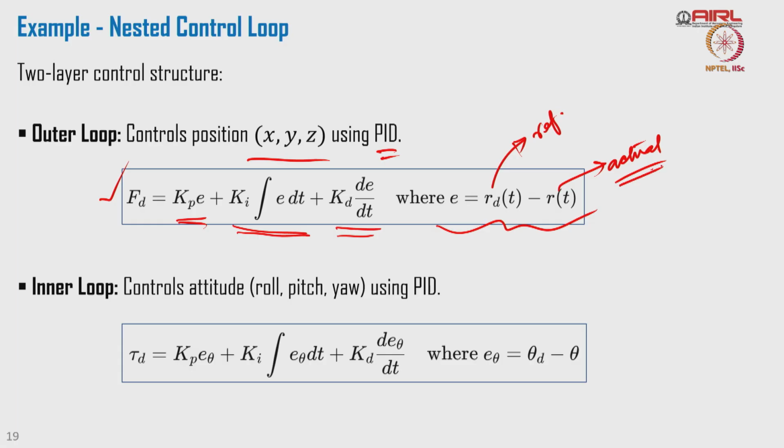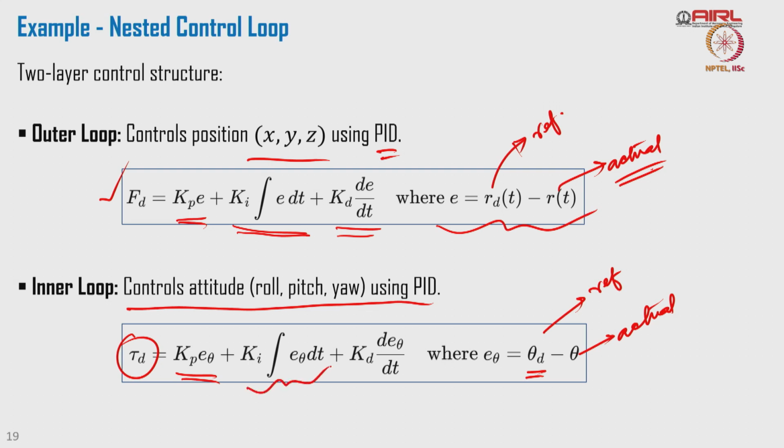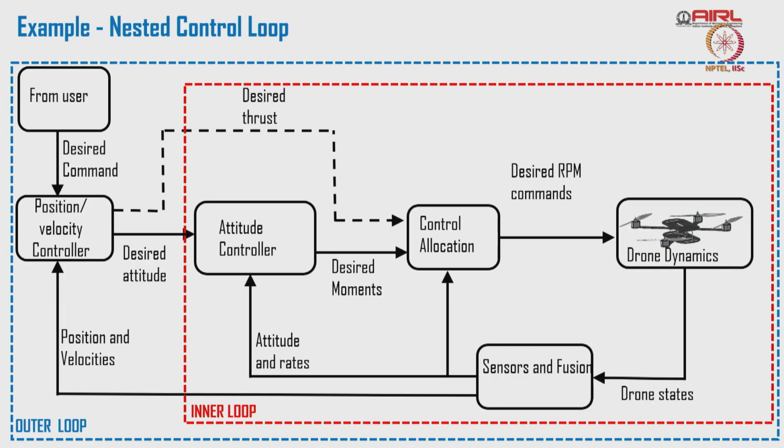This is for notation purposes only. The inner loop control controls attitude with roll, pitch and yaw. So, what it will give is the torque, and we get this kind of controller structure where Kp is multiplied with e theta. This is the reference angle and this is the actual which the drone is actually doing. This is the integral control, this is the derivative control. Okay. How does it look?